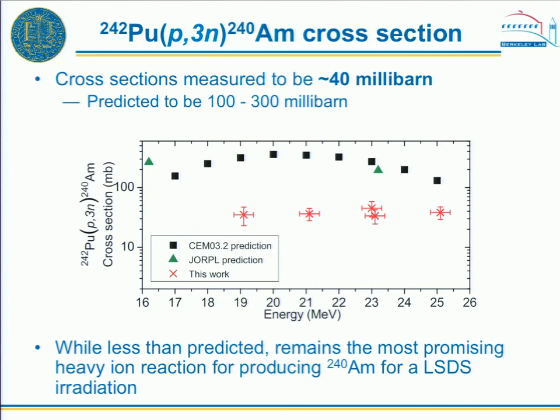And with these cross-sections of about 40 millibarns, what we plan to do next is a large-scale irradiation to produce americium-240 for a lead slowing down spectrometer measurement. This next step is a very difficult one.